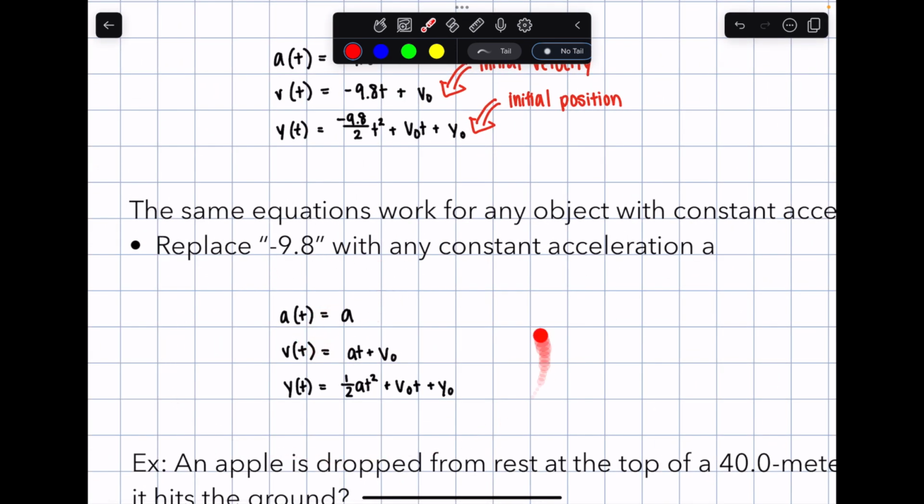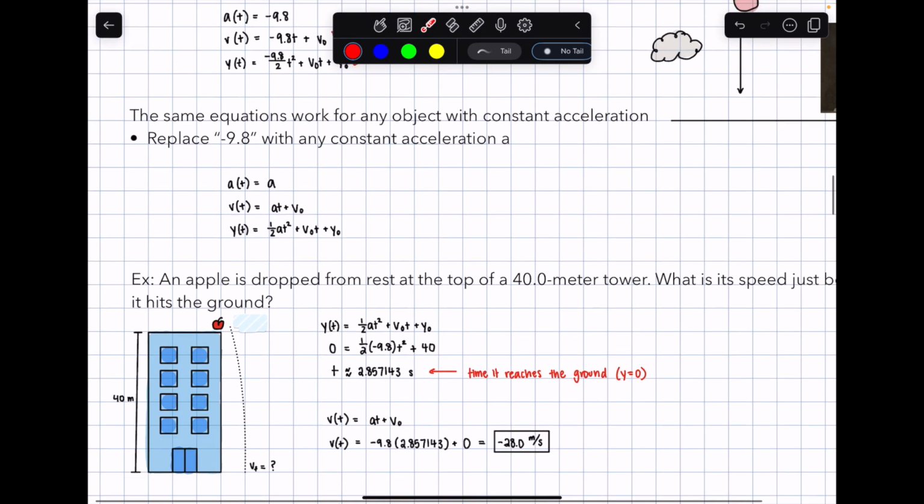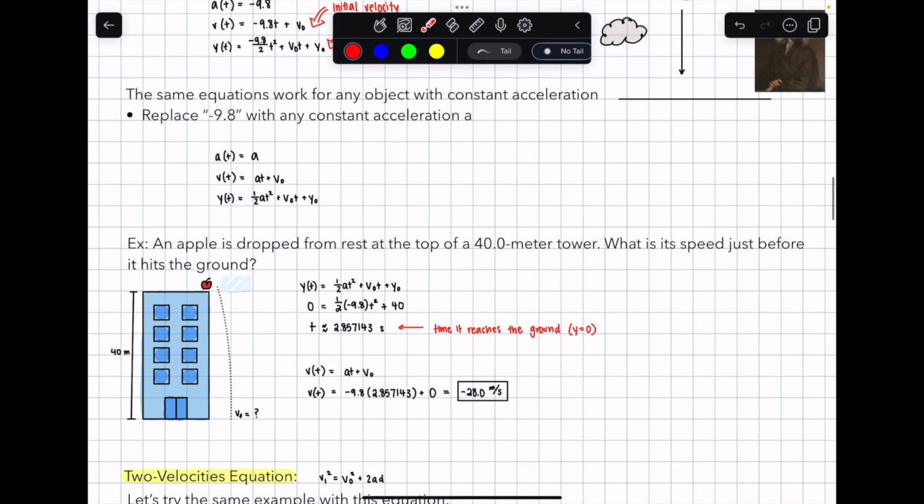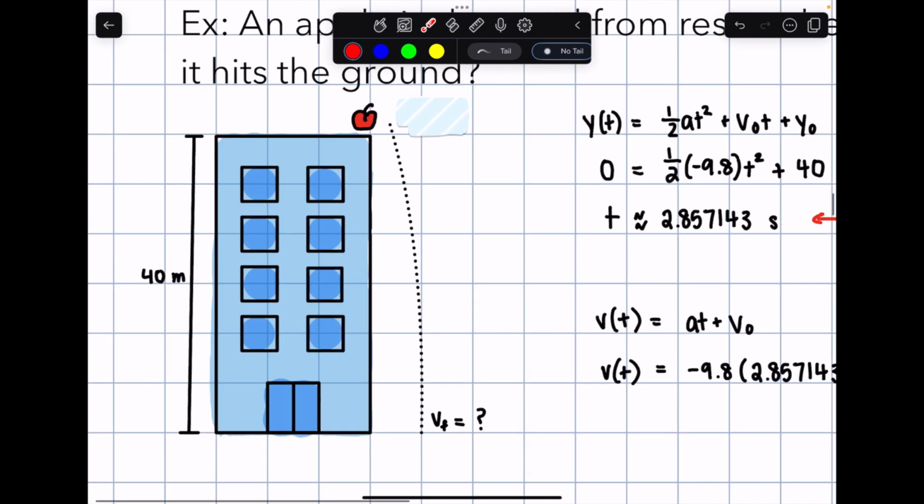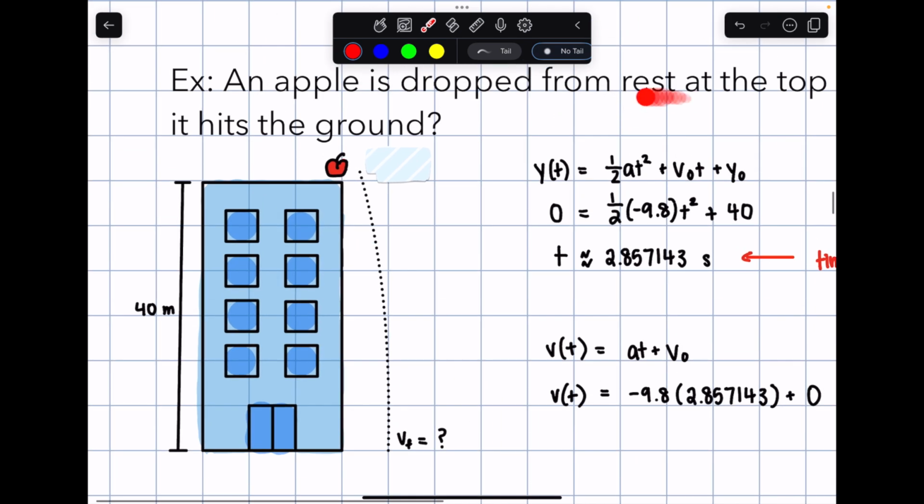So for example, let's say an apple is dropped from rest at the top of a 40-meter tower, and we're asked what is its speed before it hits the ground. Now this situation kind of looks like this. We have a tower that's 40 meters tall, we have an apple at the top of it, and we know that because it's dropped from rest, it's dropped with an initial velocity of 0. And our goal is to find the final velocity. So after it travels all of that distance, what is v final?